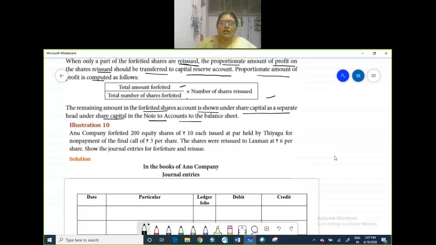It is a note to the accounts, to the balance sheet. It is shown in the share capital. Under the share capital heading it will be shown. Alright. Now let us get into the problem.